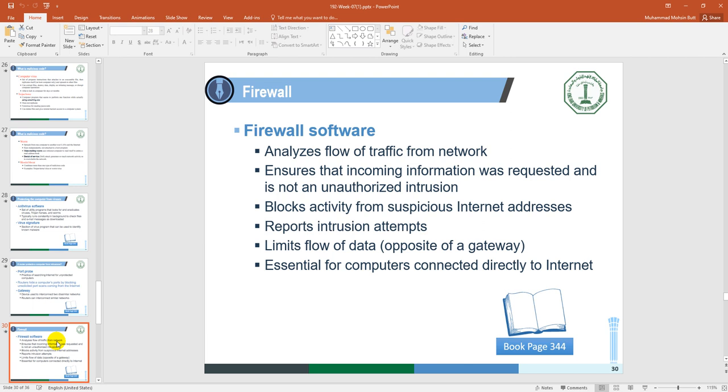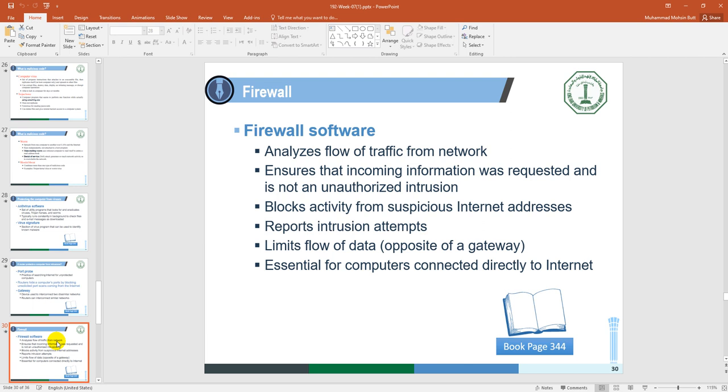And if information is coming to your computer system, it will make sure someone has requested that information. If no one requested, that means someone is basically trying to attack your computer system. In that case, it can block that particular request. And it's also very important in big networks. For example, in KFUPM, we have network level firewall software. It can do a lot of things.